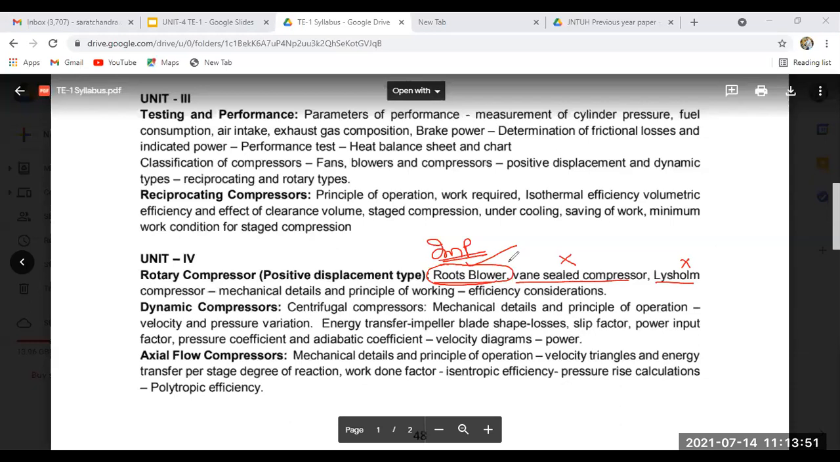So regarding root blower compressor, we will study in detail. Regarding Vane cell and Lysholm compressor, briefly I will explain. I will give some notes and quickly explain them. But for root blower compressor, in detail we will see the working principle and derive the efficiency formula. It is very simple. In today's class, we are going to study root blower compressor, which comes under rotary compressor. This is the aim of today's class.